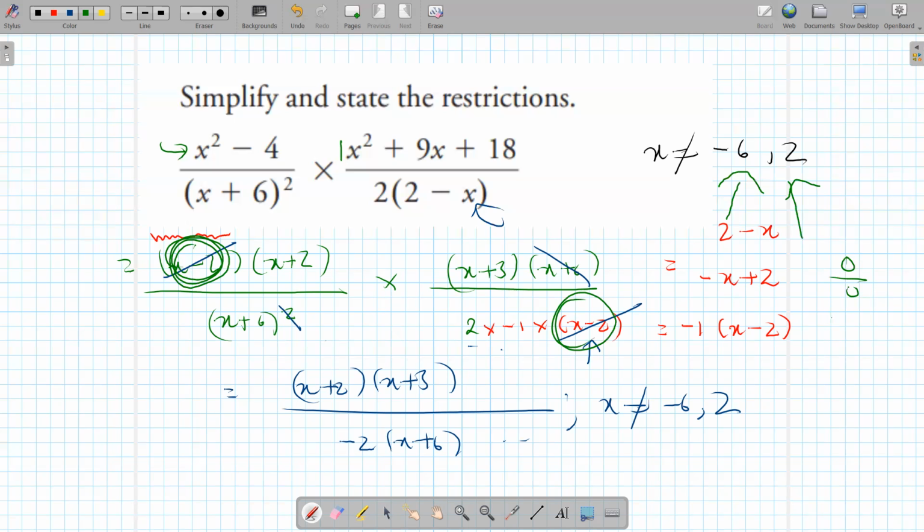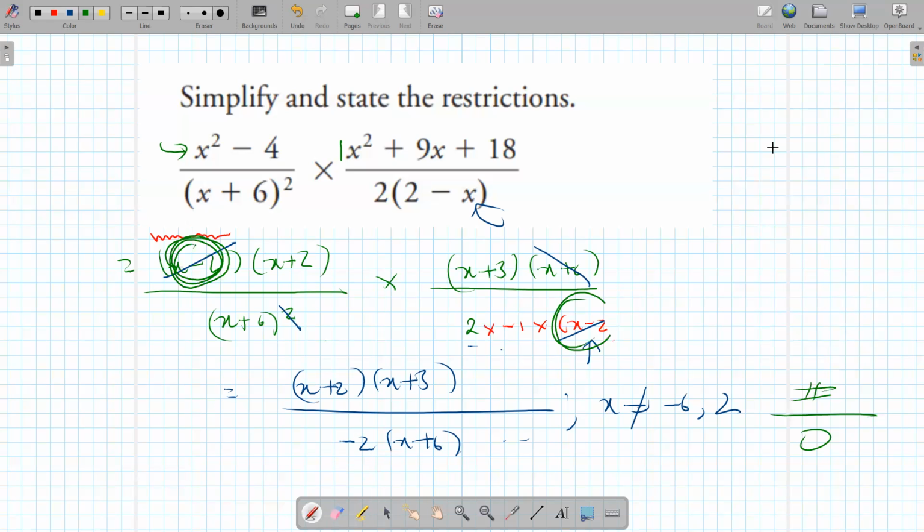It kind of looks like a hole. And something over 0 is an asymptote. So if you graph this, it'll look something like this. At -6, you'd have an asymptote, and at +2, you would have a hole. The graph is going to look something like this. How do I know that? I don't know, but that's what I would assume it looks like.